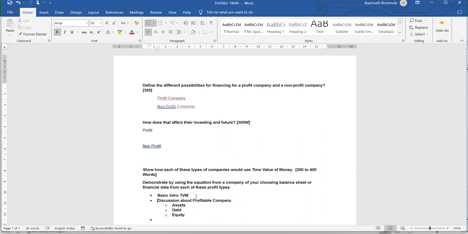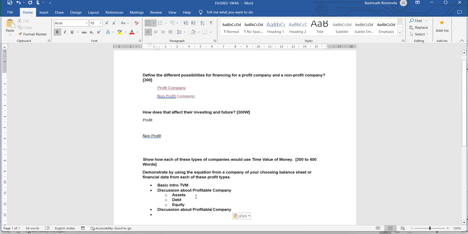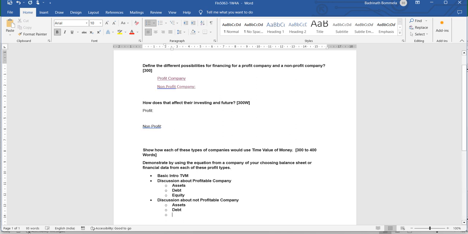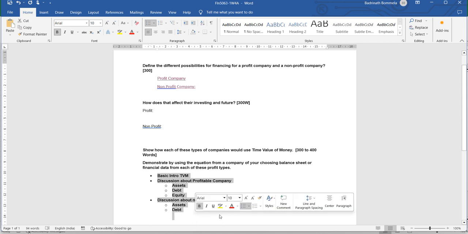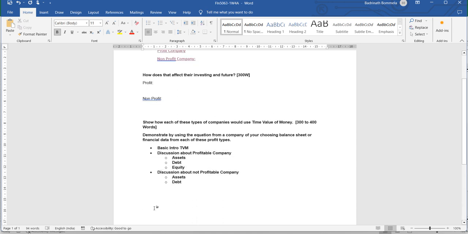Next, using the Excel sheet that I have given, again discuss about a non-profitable company. See, non-profitable companies usually don't have equity, means shares, they won't invest in shares because such companies usually don't have shares. So what we do is we just focus on the assets the company has, and the debt that the company has. Okay, these two things we discuss. All these three sections should be discussed in 300 words, and finally we will be concluding it.